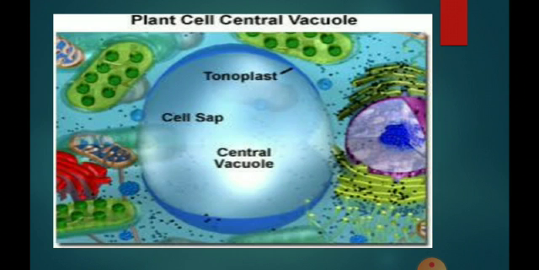The vacuole provides proper rigidity as well as turgidity for the plant cell, because plants are continuously exposed to the environment.